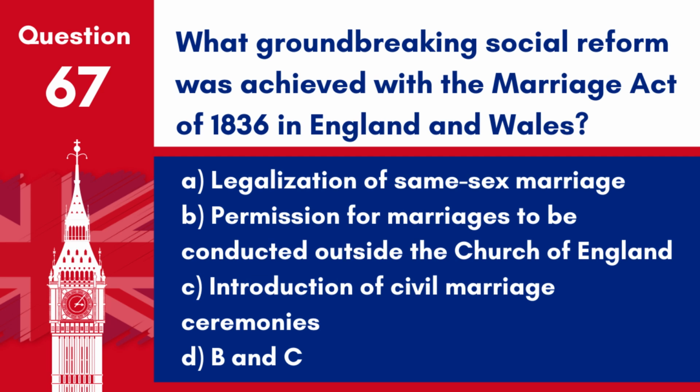Question 67. What groundbreaking social reform was achieved with the Marriage Act of 1836 in England and Wales? A. Legalization of same-sex marriage. B. Permission for marriages to be conducted outside the Church of England. C. Introduction of civil marriage ceremonies. D. B and C. Answer. D, B and C. The Marriage Act of 1836 allowed for non-religious civil marriages and marriages in non-Anglican churches for the first time in England and Wales.